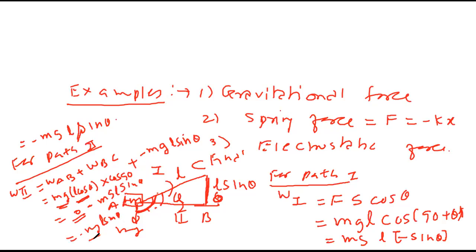So what we can see is, for A to C or A to B and then to C, if the initial and final positions remain the same, work done is constant. So I can say gravitational force is a conservative force. Build your concept stronger than any type of sums you can do.